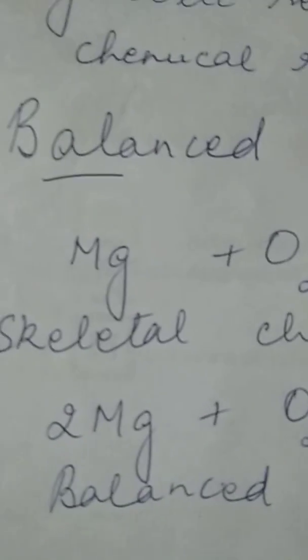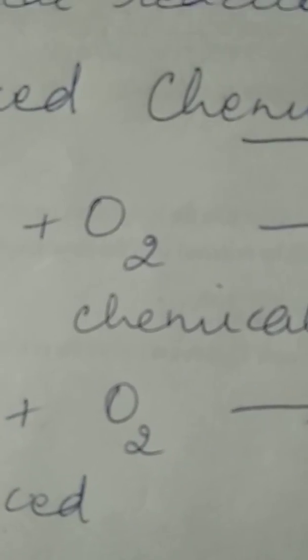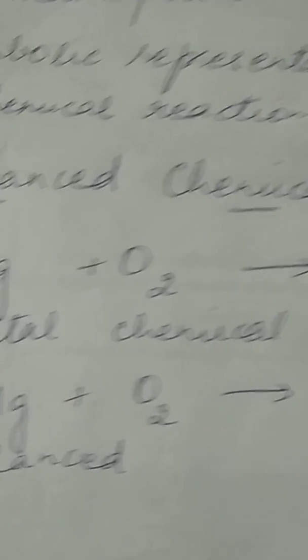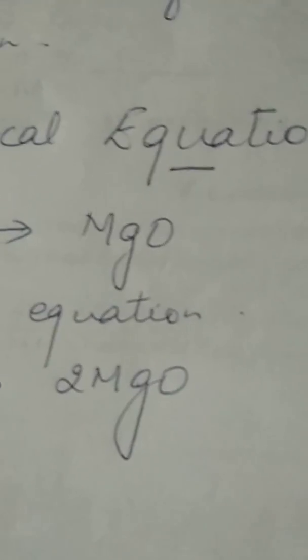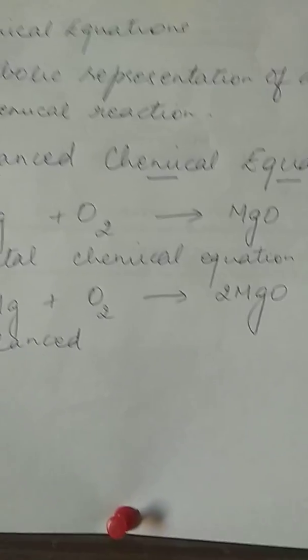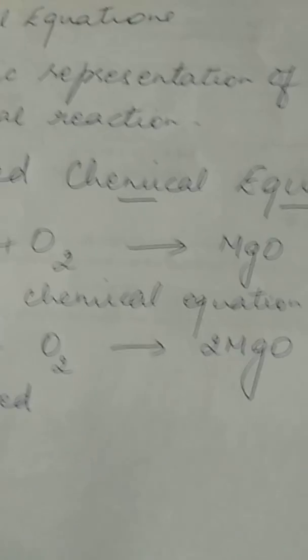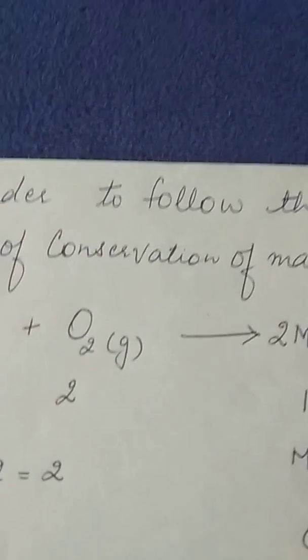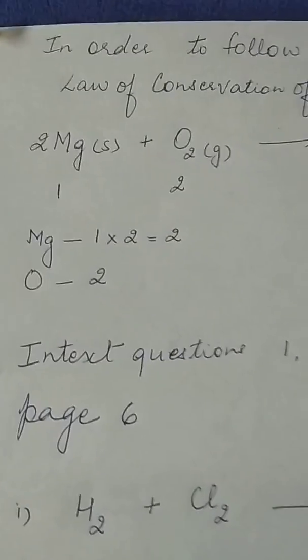For example, just see here, we have magnesium, one atom, and oxygen, two atoms on the reactant side. But if we look towards the product side, we have one atom of magnesium and one atom of oxygen. So, this means that the second atom of oxygen was destroyed during the chemical reaction. This would violate the law of conservation of mass. Hence, a chemical equation should be balanced.